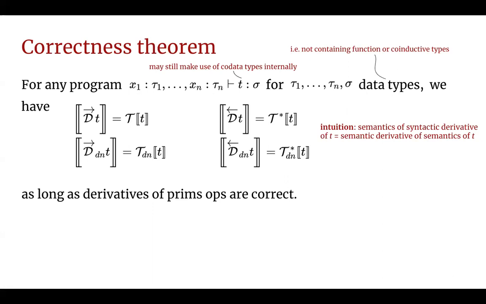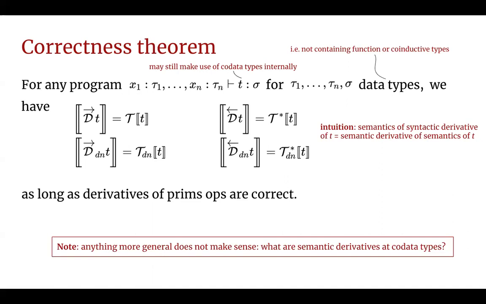But I would like to note that these programs that the correctness theorem is about might still use co-inductive types or function types internally, right? They're just not part of their interface. They're not part of their input or output types. And I think this is the most general notion of correctness I could come up with, because we have a notion of derivative from calculus at data types, but not at codata types, right? That's just not something that mathematicians talk about normally. And if they do, they don't tend to agree about what the right definition of a derivative at a function type is, because there are multiple competing definitions that diverge.